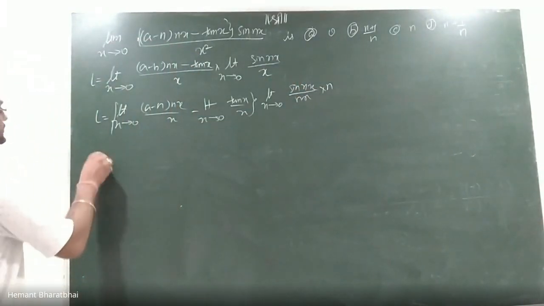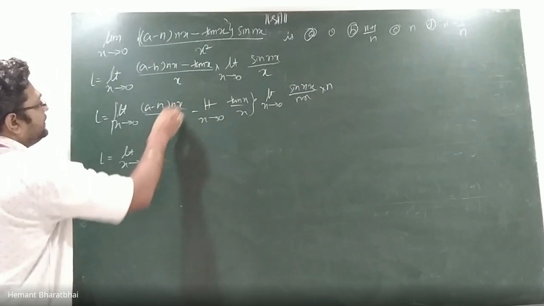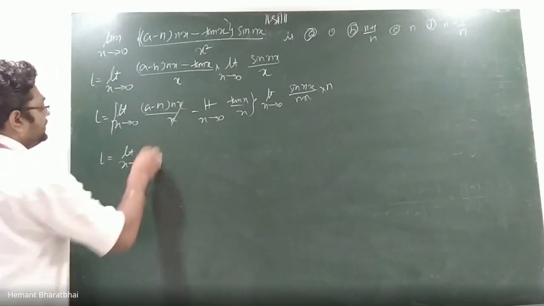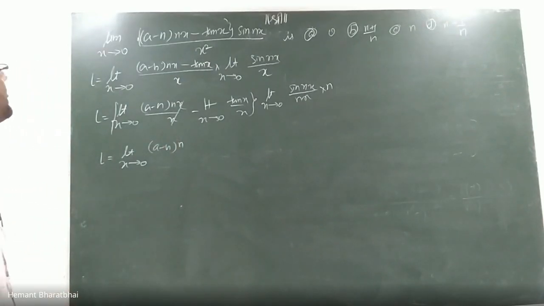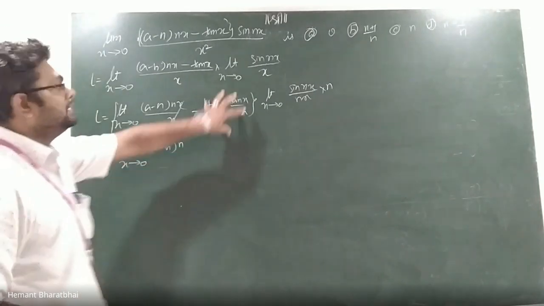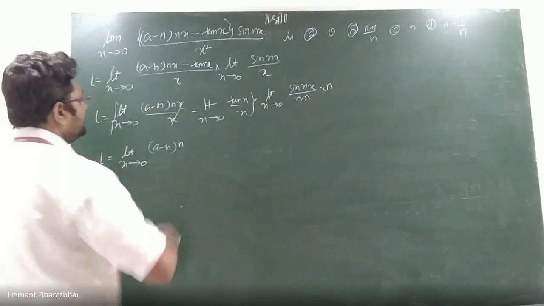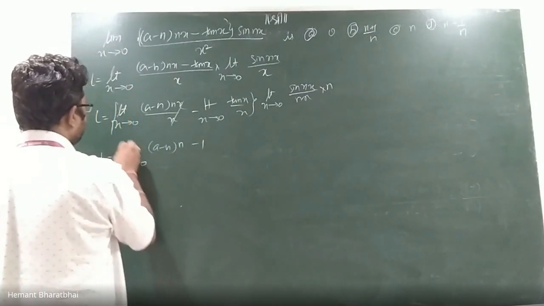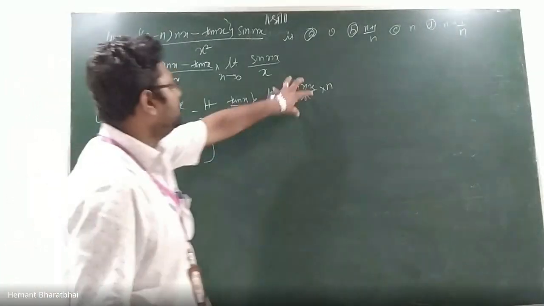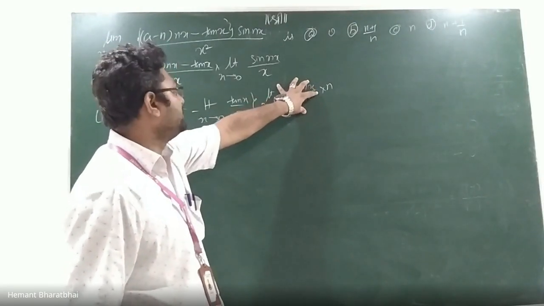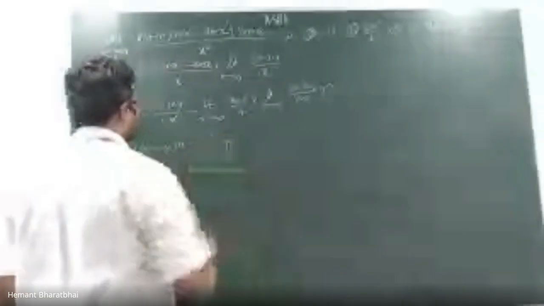Okay, so here L is equal to limit of x tends to 0. Here this x and x get cancelled, so I'll get (a minus n) into (n. And here limit of tan x by x is 1, so this is minus 1), into this limit of sine of x by x is 1, so this will also become 1. So 1 into n, that is n.